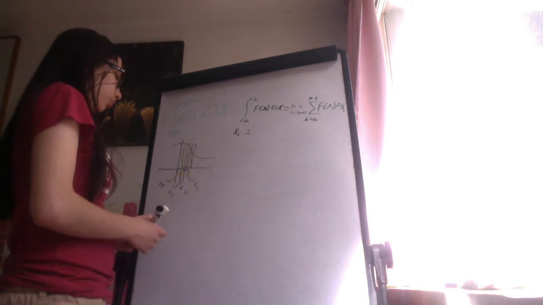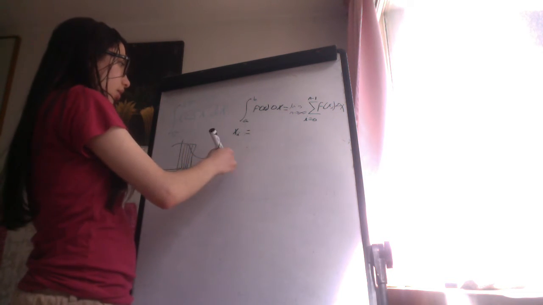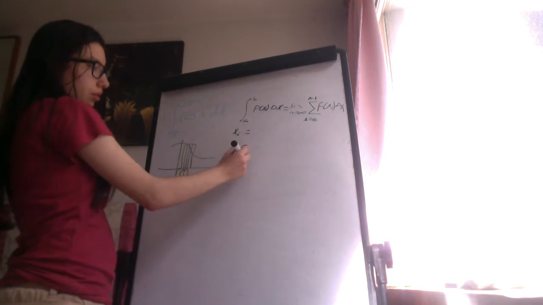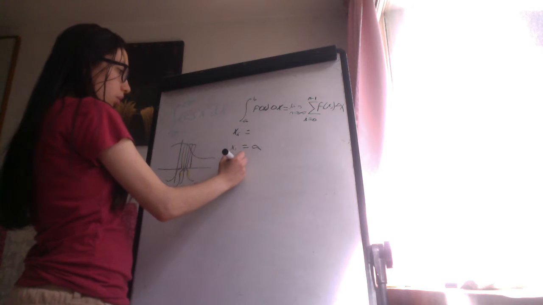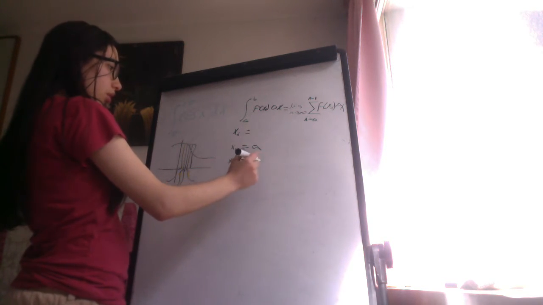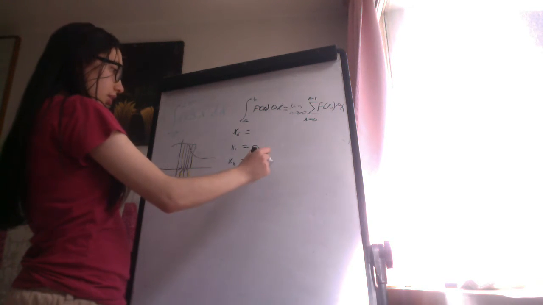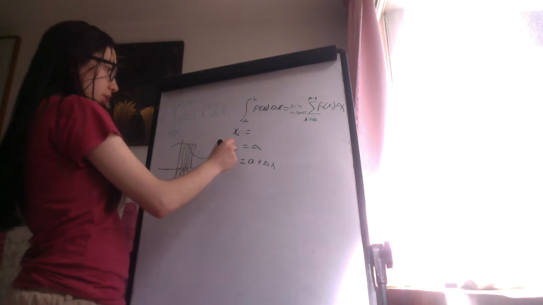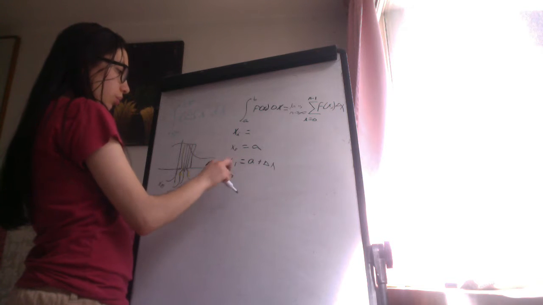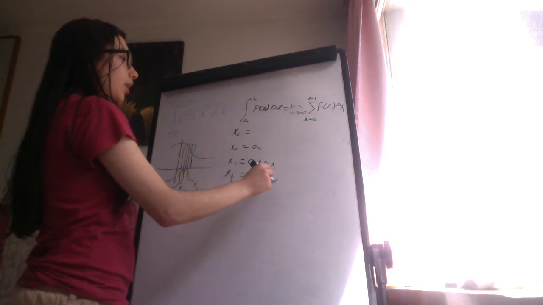Alright, so x sub 0 is equal to a. Sorry, x sub 0 is a, x sub 1 is a plus delta x, x sub 2 is a plus 2 delta x.